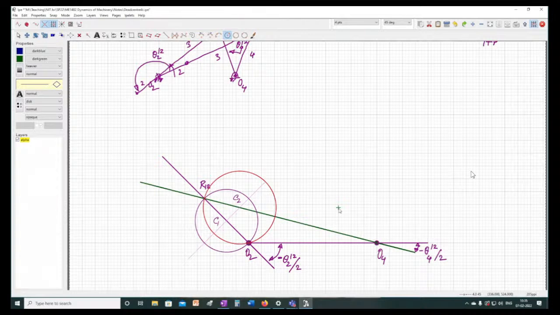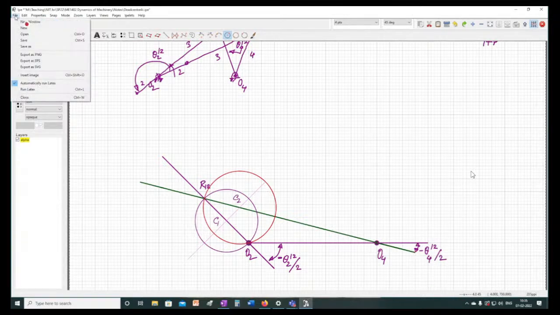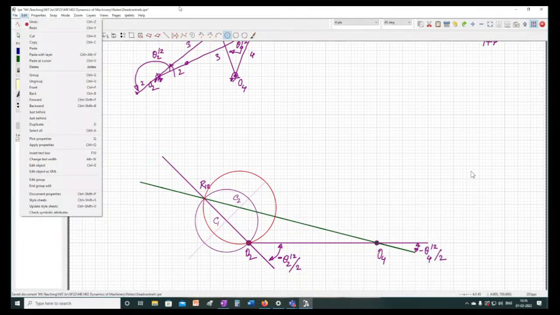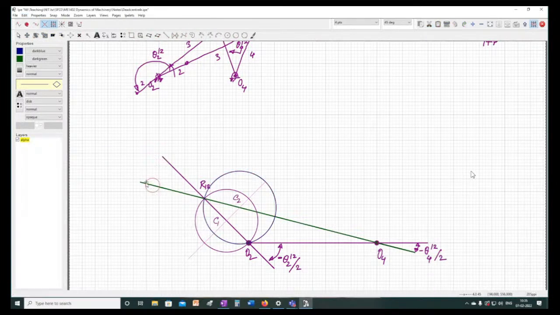Okay. In the next step, what we will do is draw a line O4Z which is just double of this angle. Okay, so how to do that? Let's say, let me try this. I select first, let me do it and then I'll tell you what we are doing here.